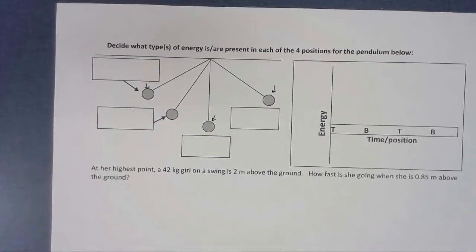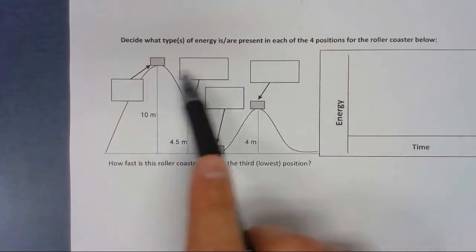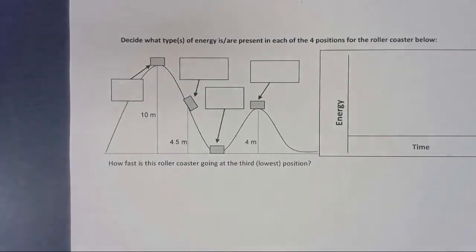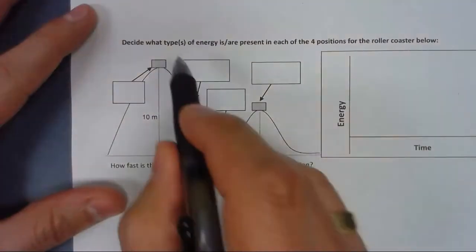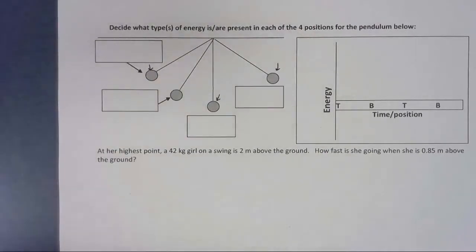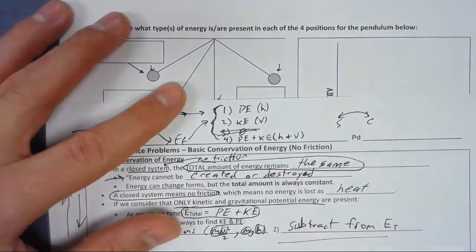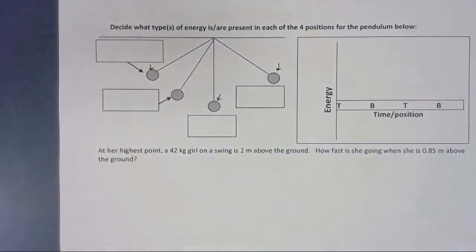So knowing that, four positions for the pendulum, four positions for this roller coaster, I want you to decide what type of energy is present at each of those four locations in the pendulum and in the roller coaster. Again, keeping in mind your choices are potential, kinetic, or both. What type of energy is present? Pause the video now and make those decisions.